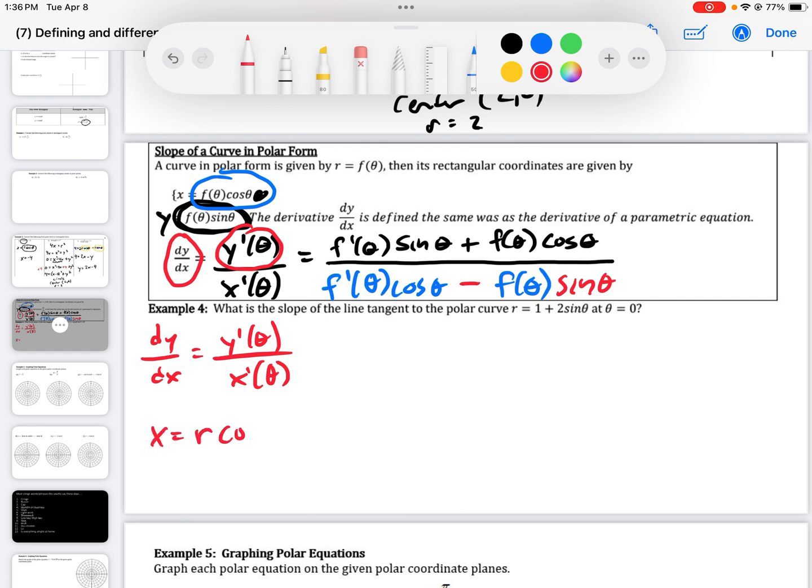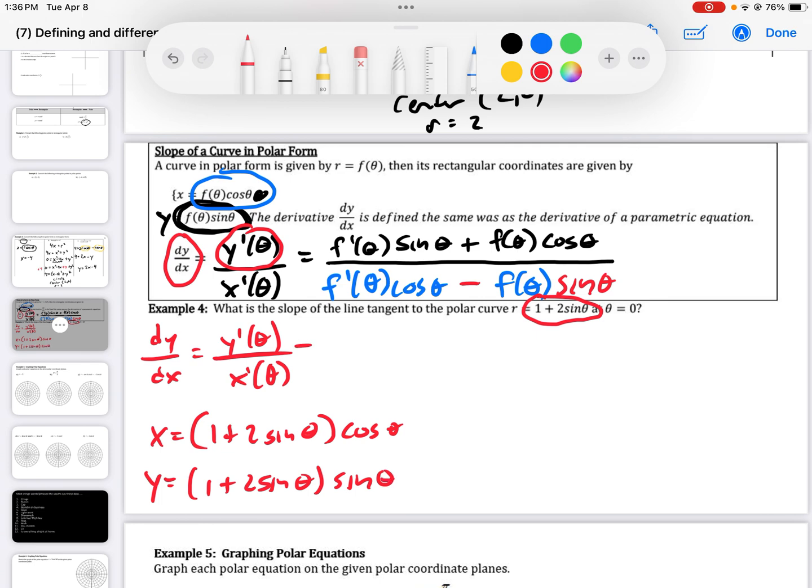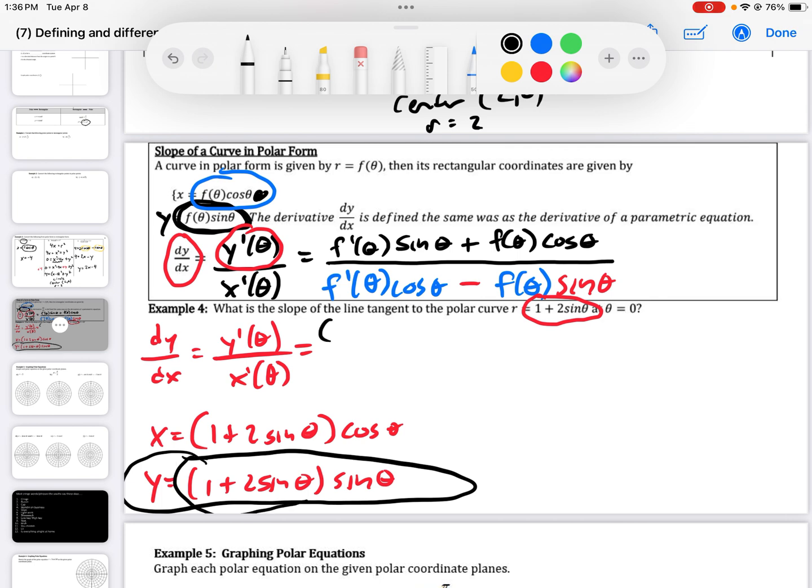Okay, x is given to us as the r number times cosine, and y is r times sine. But in this case, r is equal to this function, so I'm going to replace r with that function. So x would be 1 plus 2 sine theta times cosine theta, and my y is given to me by 1 plus 2 sine theta times sine theta. To take the derivative, I find the derivative of these terms down here. So finding y prime will be a product rule.